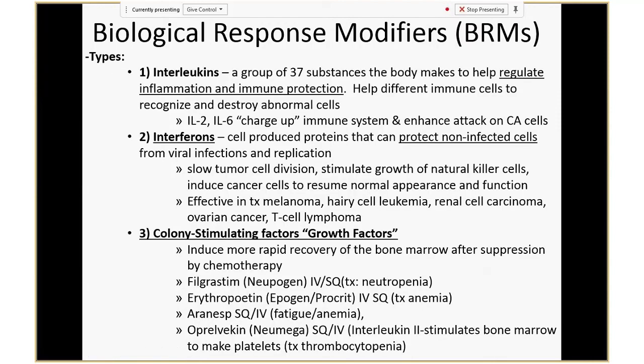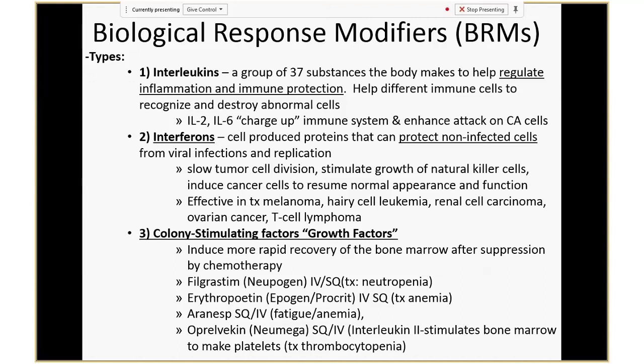So some types that we're going to talk about that you see a lot in cancer patients. The first ones are the interleukins, and what they are is a group of 37 substances that the body makes to help regulate inflammation and immune protection. And what they do is they basically produce more of the immune cells so they can go and kill the abnormal cancer cells. We do make synthetic versions of interleukins, but interleukins usually are found in the body. We just produce them when there's an infection present.